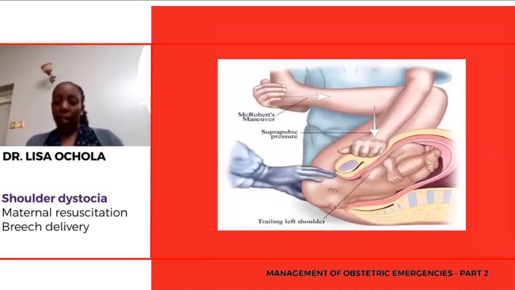So this is just a small picture that's showing us McRoberts maneuver, it's showing us the suprapubic pressure, and then the left shoulder. So all of these maneuvers and the suprapubic pressure are designed to sort of dislodge the fetal shoulder in order for it to come out.